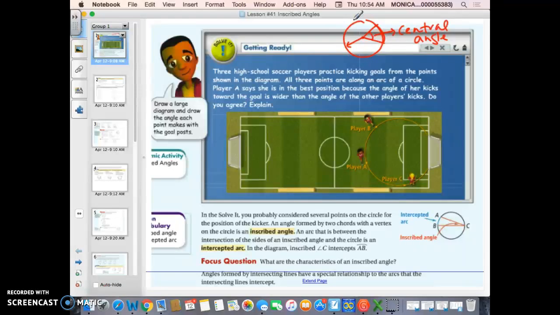And this is what we're going to learn, the relationship between these. Player B, if we were to draw his angle, it would look like this, because this is what we call an inscribed angle because it hits the end of the circle. Player A's angle looks like this, and player C's angle is right here. Do we agree that player A's angle looks the widest? That's what we're going to learn today.